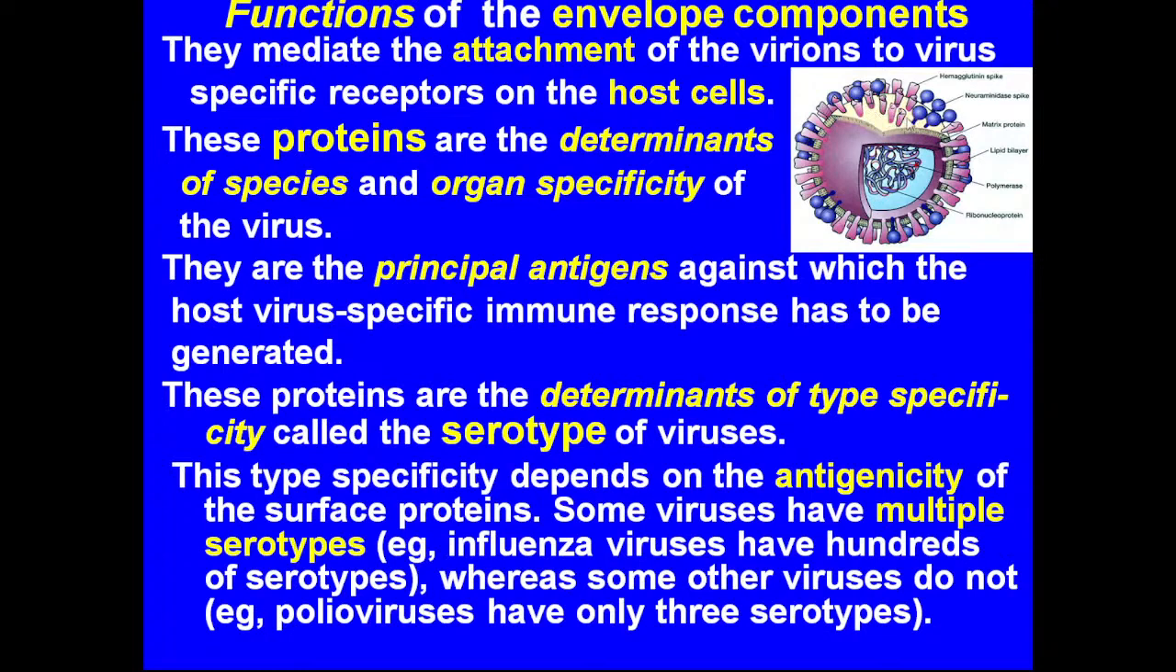They have the receptor function. They determine the organ specificity because they bind with the cell surface receptor with the help of surface glycoproteins, but not with the help of the capsids. And also the surface glycoproteins serve as the principal antigens of the enveloped viruses.